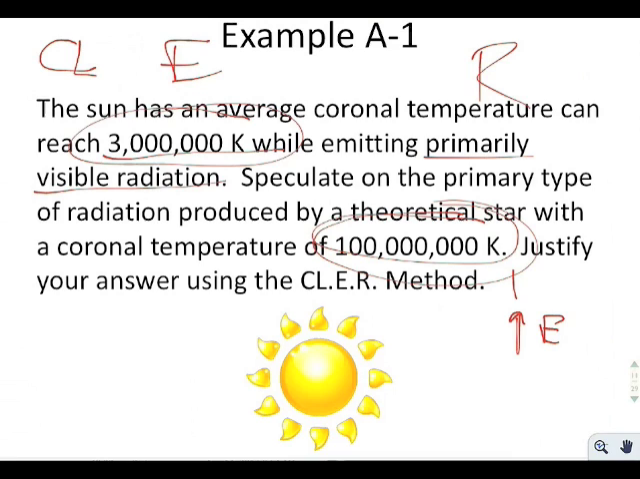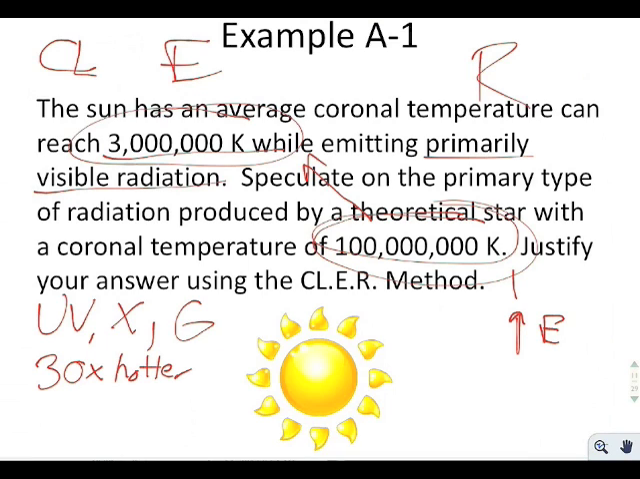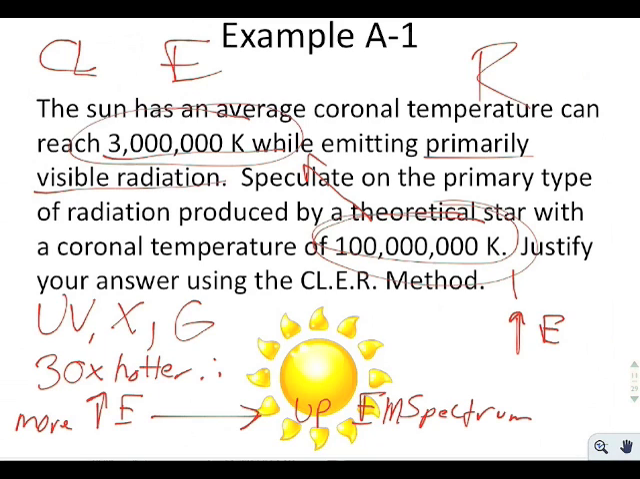So let's go ahead and say our conclusion. The conclusion would be anything greater than visible light. So you could say UV, you could say X-ray, and you could say gamma, and all of those would be valid answers. And the evidence would be because the star is over 30 times hotter than our star, and therefore it has more energy. When it has more energy, it's going to shift up the EM spectrum. Now there's no way of knowing for sure what it would be, but we know it would shift up the EM spectrum to one of these.